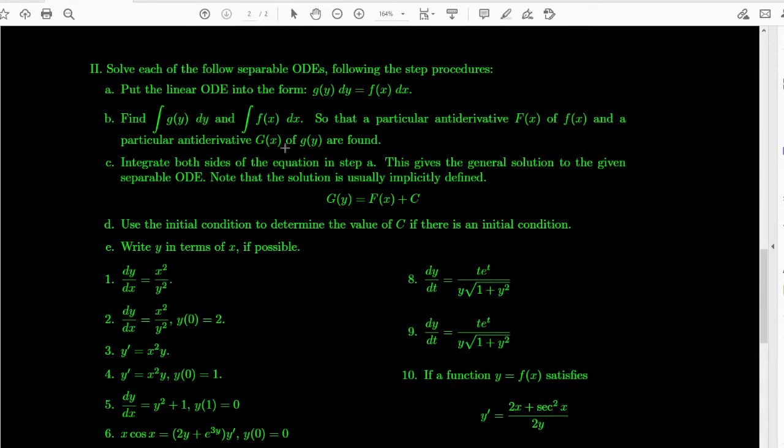Okay, by separable we mean the ODE can be rewritten in that form. You can put y on one side of the equation, and it's also possible to put x on the other side. If that's the case, it's called separable.